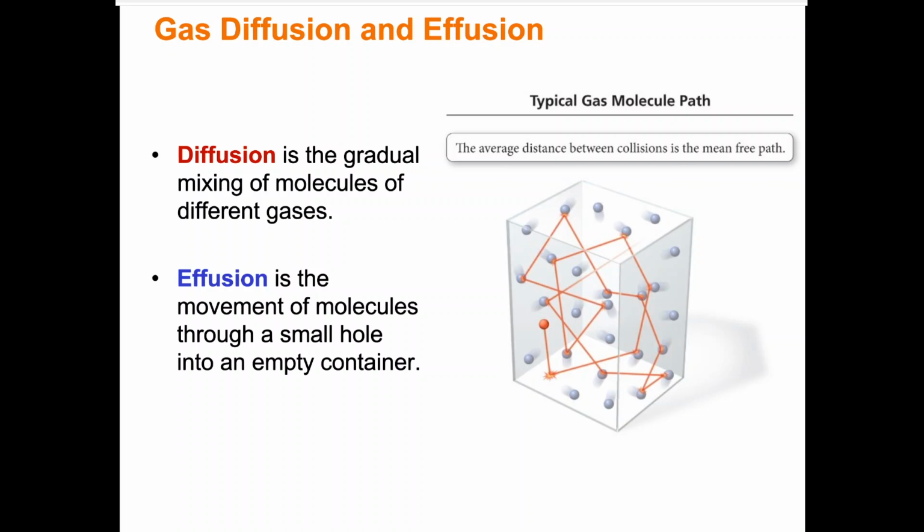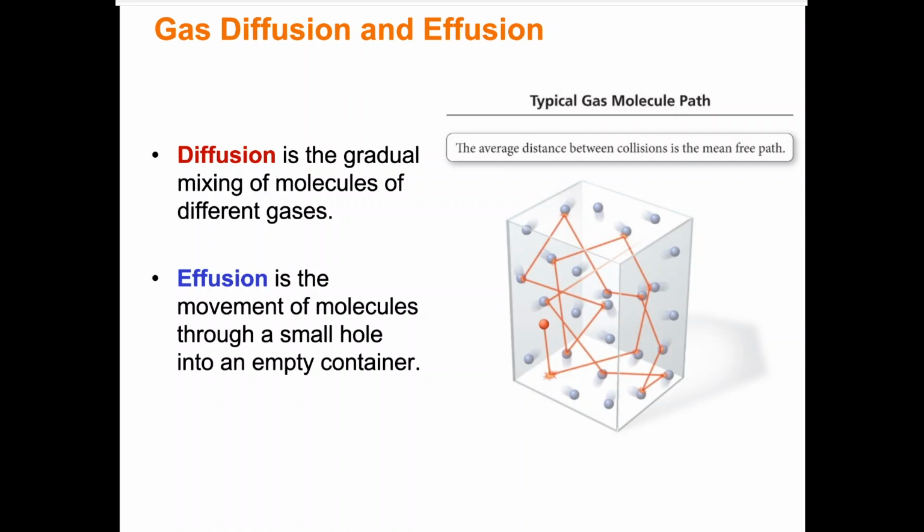Okay, so gas diffusion and effusion. Just some definitions here. Diffusion is the gradual mixing of molecules of different gases. So this is if we put 2 different gases into the same container, or even just let them into a room or whatever it is. And this will just happen over time. All on its own, gases will diffuse, because remember, a gas will fill its container. So if I have 2 gases in a container, then they're both going to fill the container. So they'll just mix evenly, all on their own.